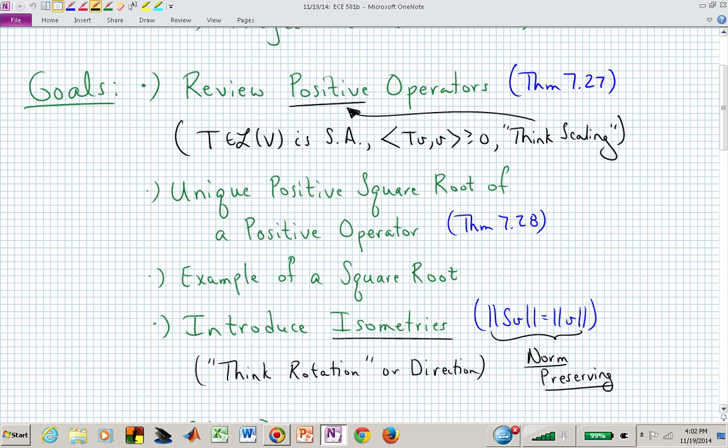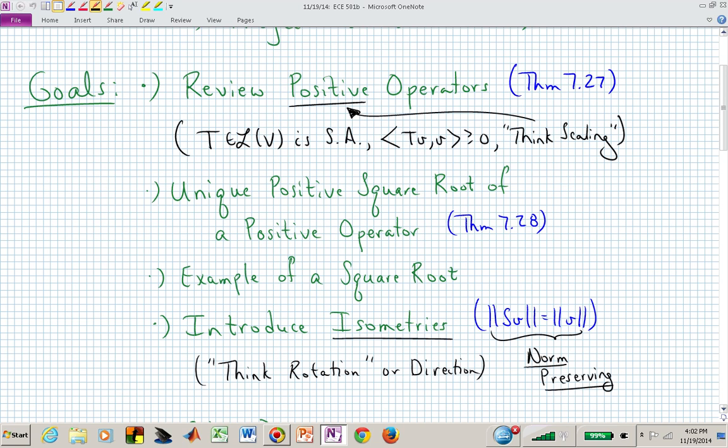Once we had that, we finished up, I think, last time by stating Theorem 7.28 in Chapter 7, which was dealing with this unique positive square root. If we do have a positive operator, we can create a unique positive square root for that positive operator. And we will then give an example of that in the matrix form. We'll look at how we could construct a square root.